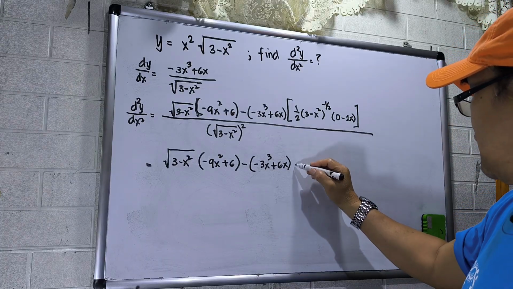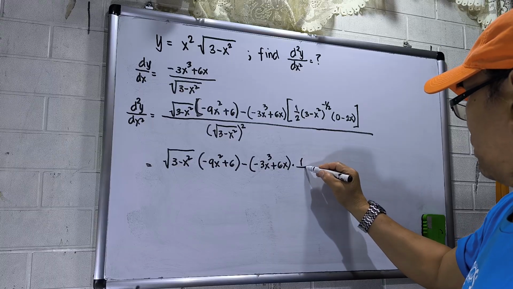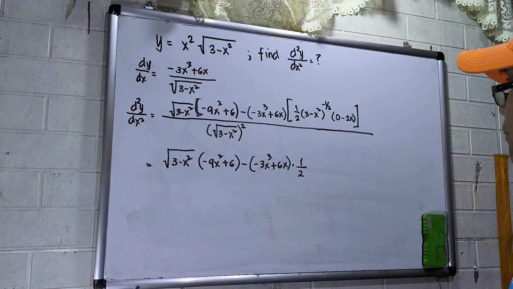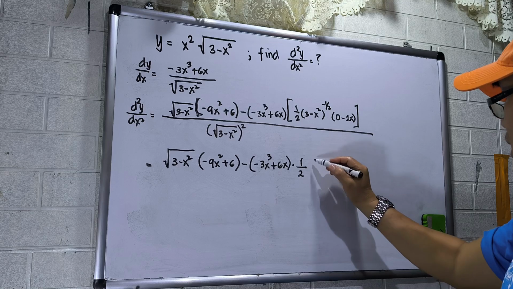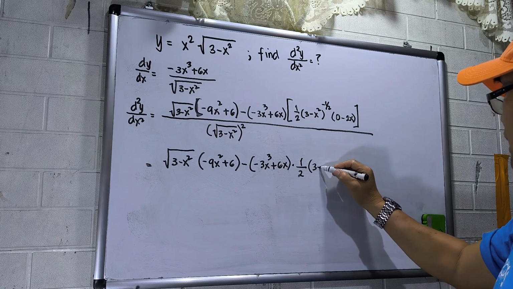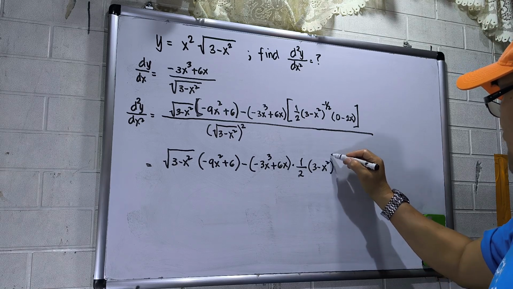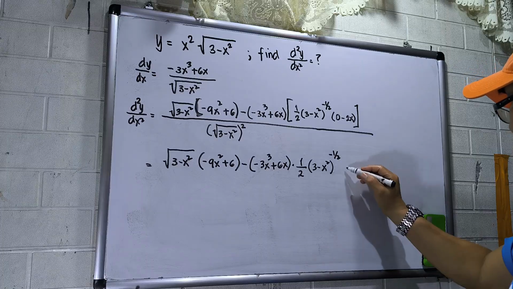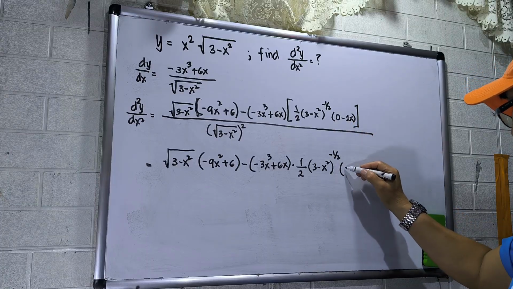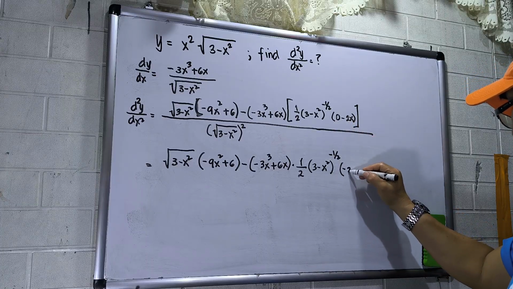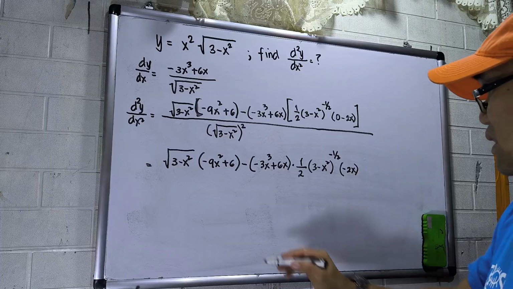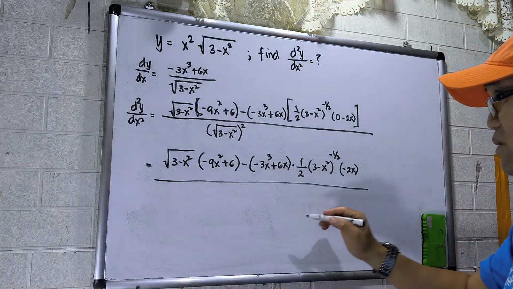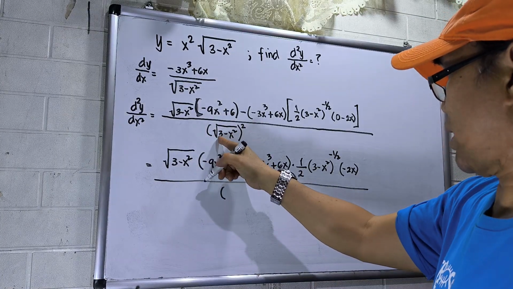Then this will be 1 over 2. Then circle brackets, 3 minus x squared raised to negative 1/2. Then 0 minus negative 2x, 0 minus 2x, that will be minus 2x. Then this will be over, okay, square root, then squared.